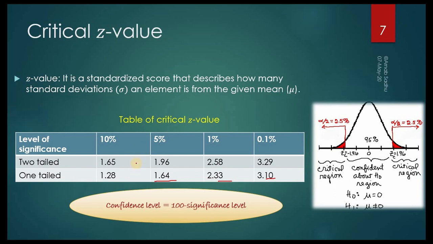And you should also note down that confidence level is 100 minus significance level. So you may be asked a question by being given the significance level which is noted here, or you can be given the confidence level, that is, 10% significance means 90% confidence.